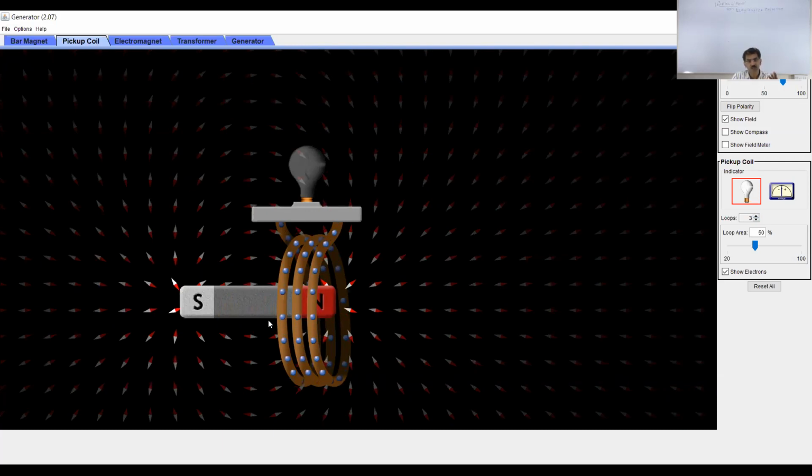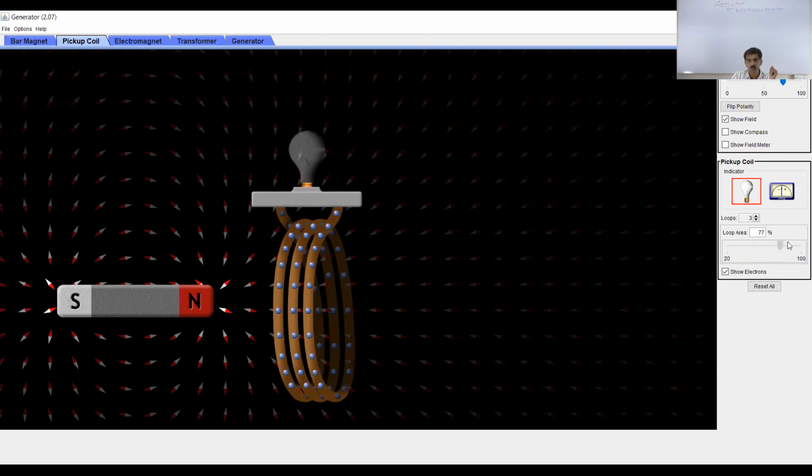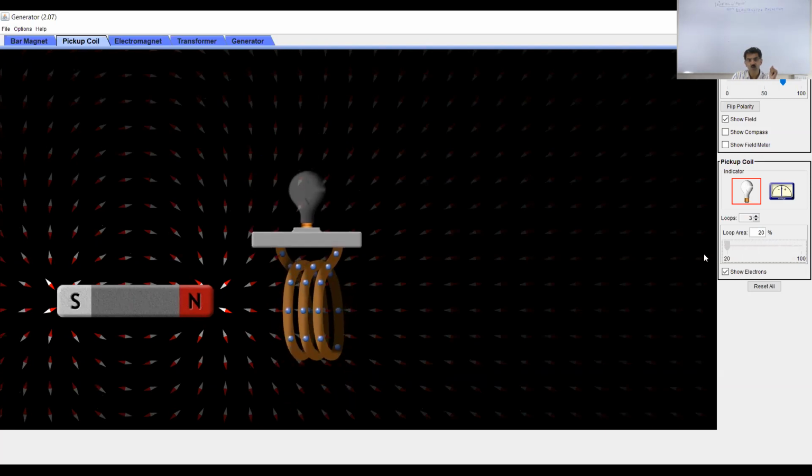I showed you that there are multiple factors that affect the strength of the EMF. One is, how strong is this magnet? Is it a strong magnet or a weak magnet? The second one is, how big is the coil? Now we can make the coils bigger or smaller.